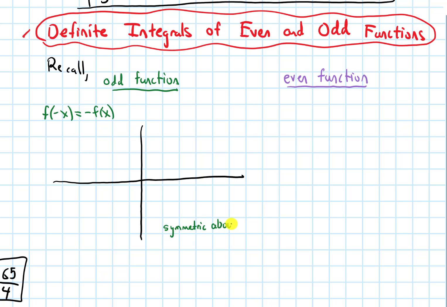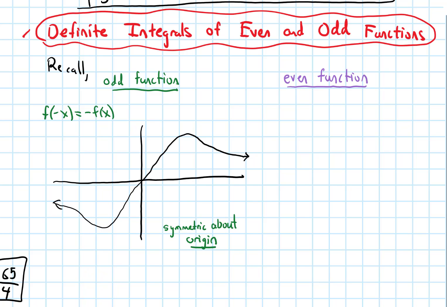about the origin. So whatever it looks like on one side of the origin, it needs to reflect all of those points across the origin. So if we reflect this whole thing across the origin, we'd get something like this. Okay, so this is symmetric about the origin.